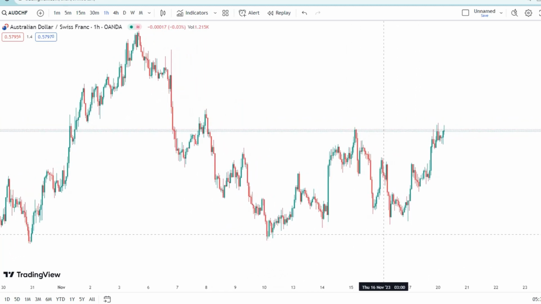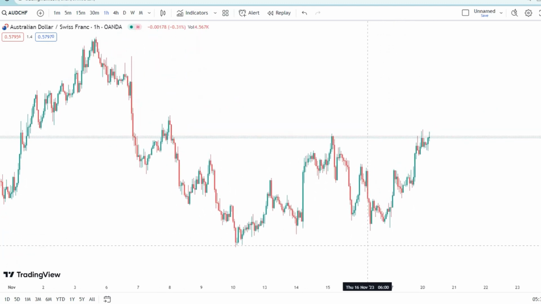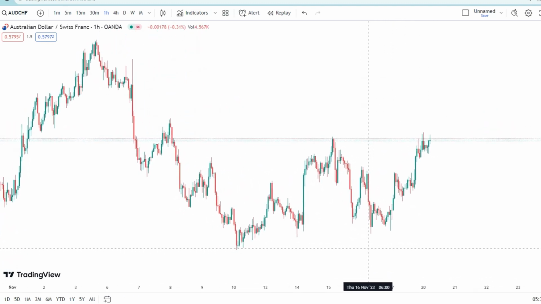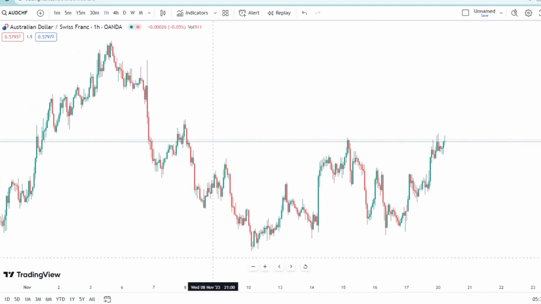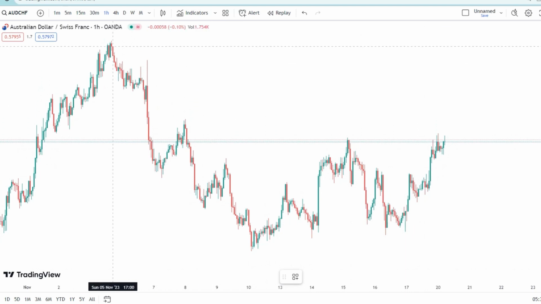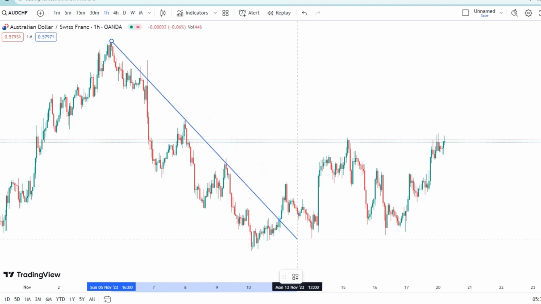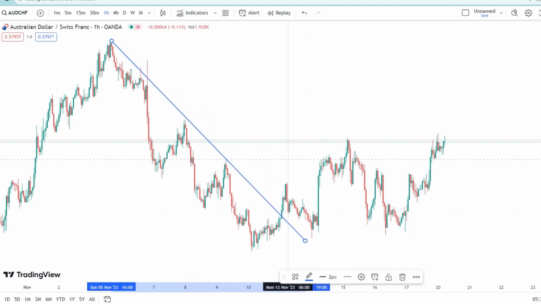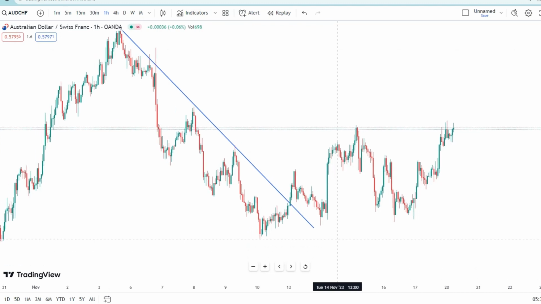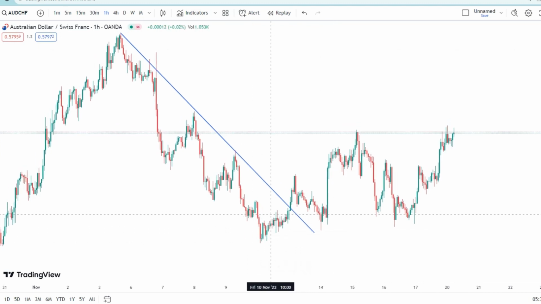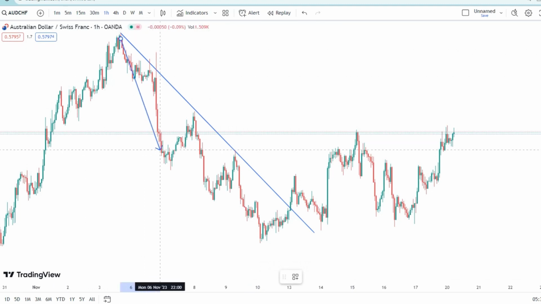So guys, this is how I was able to catch this trade. As you can see, the chart is very clear. Let me show you. First of all, the market has been in a downtrend. It's been forming this kind of trend, as you can see. We've been having lower low, lower high, lower low, lower high, lower low, lower high.